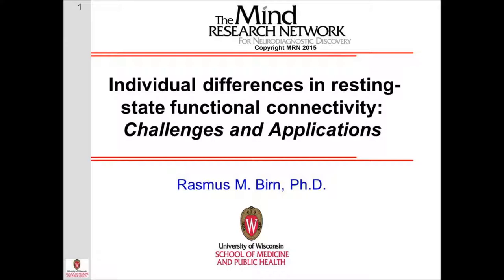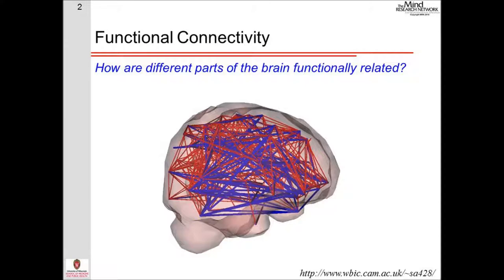So what I wanted to talk about today is essentially the research that I've been involved in while I was at the University of Wisconsin in Madison, dealing with individual differences in resting state functional connectivity. I'm just going to give a brief overview of what I mean by functional connectivity, in particular the techniques that I use, and sort of set the stage here. When we talk about functional connectivity, we estimate that with MRI, looking at how different areas of the brain are functionally related to one another.